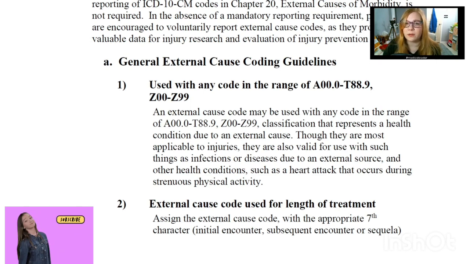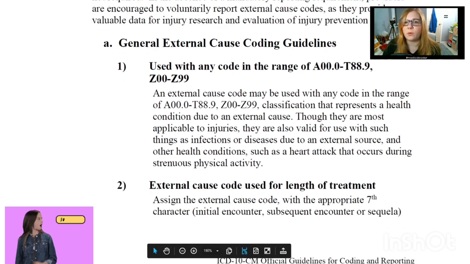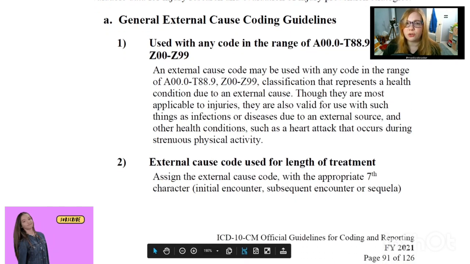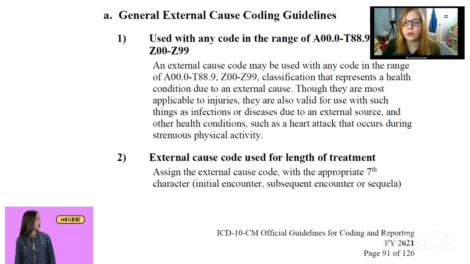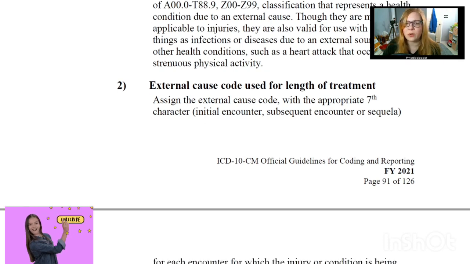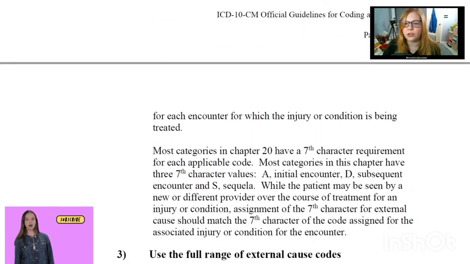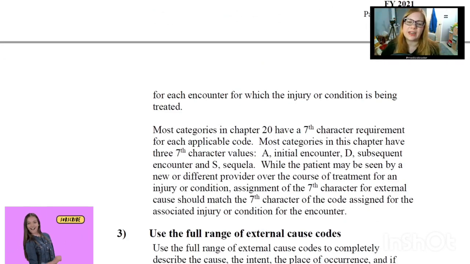That's one they say to be very careful of, that happens in our elderly population. So in that case, we would want to designate that snow shoveling was the cause, something that was a component of what triggered that heart attack. External cause code used for length of treatment. Assign the external cause code with the appropriate 7th character. So was it initial, subsequent, or a sequela, for each encounter in which the injury or condition is being treated? Most categories in chapter 20 have a 7th character requirement.